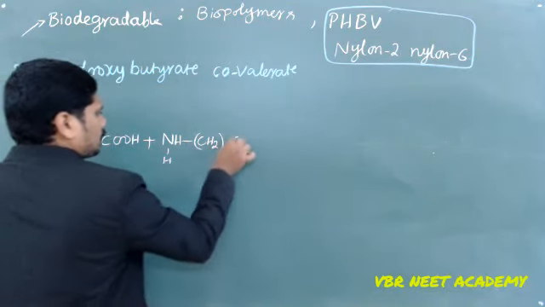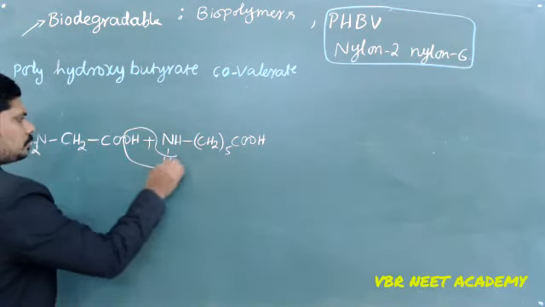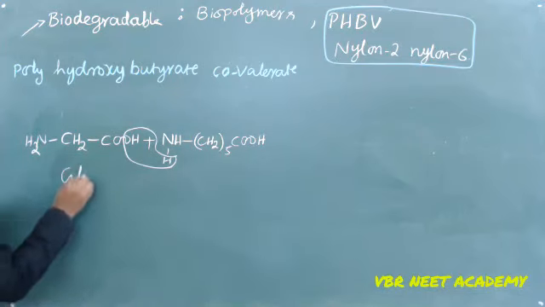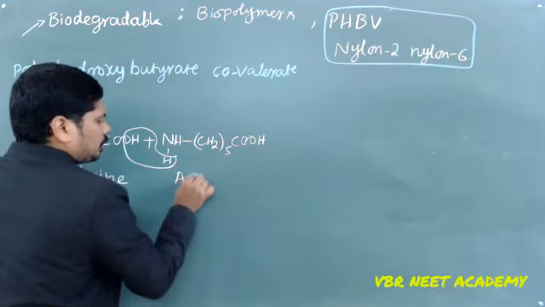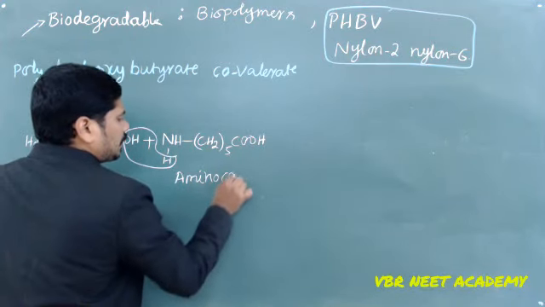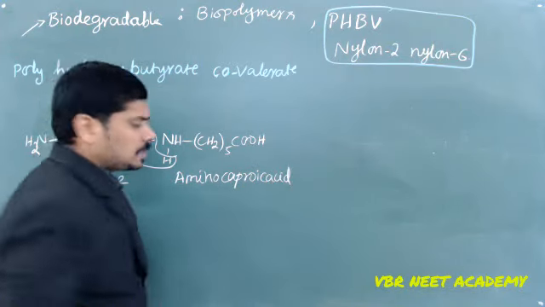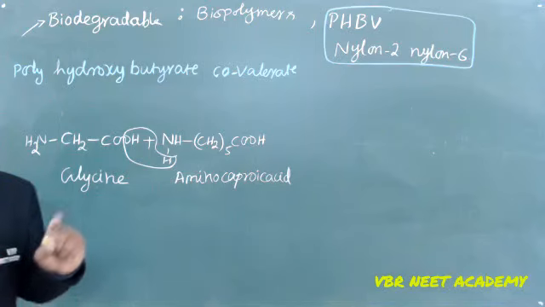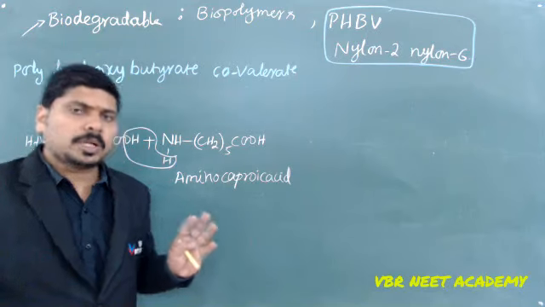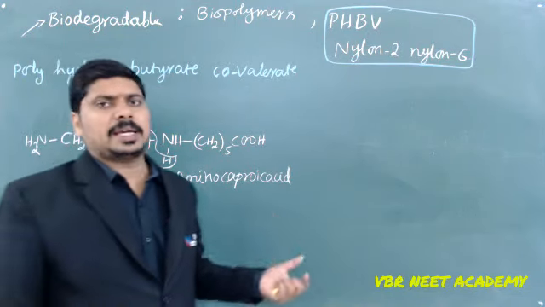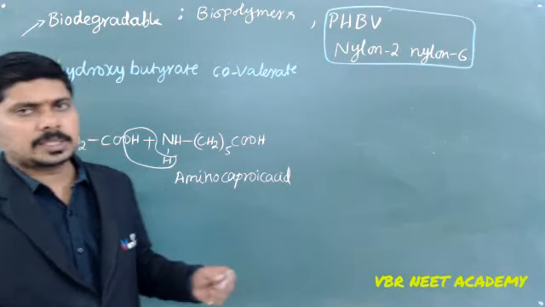Five times COOH. Now, so what is this one? Glycine. This one is amino caproic acid. Caproic acid is the common name of 6-carbon carboxylic acid. 1-carbon carboxylic acid is called formic acid, 2-carbon is called acetic acid, 3-carbon propionic acid, 4-carbon butyric acid, 5-carbon valeric acid, 6-carbon caproic acid. Anyway, we will see this one when we are going to discuss the nomenclature.